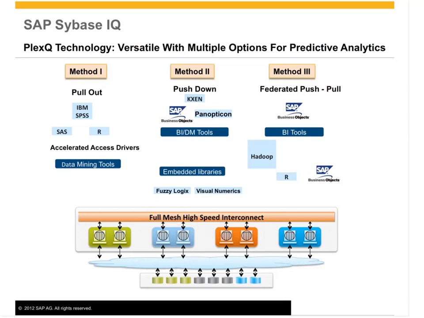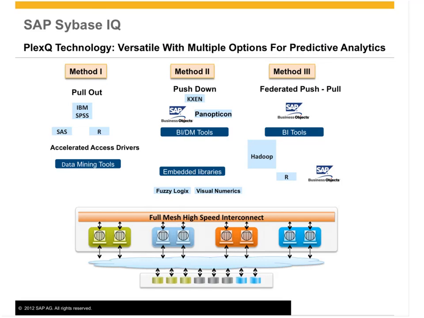The first is the pull-out method, method 1, which is the traditional way data mining and predictive analytics has been done. You pull the data out of a platform, in this case Sybase IQ, and run it on a specialized predictive analytics tool. It could be IBM, the leaders in this field, typically IBM SPSS, SAS, and even the open source R community. That's the traditional way of doing it. It's got several benefits, and we'll look at that.